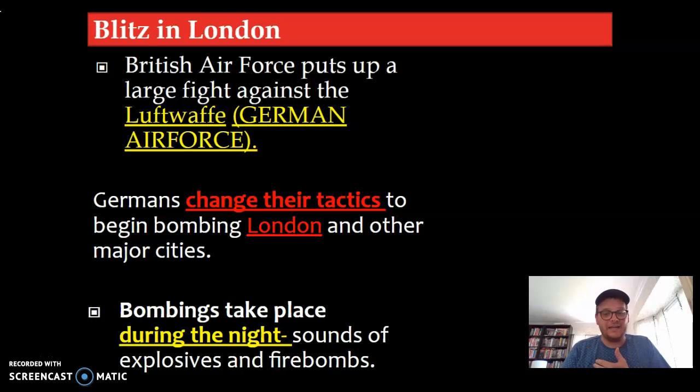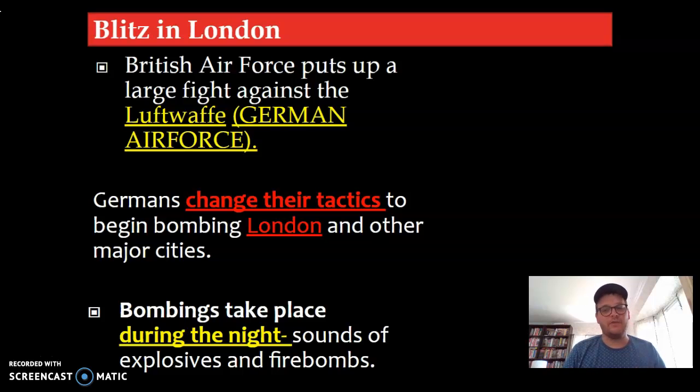Bombings take place during the night. There's a lot of explosions, fire bombs. There's air raid sirens, these really loud sirens that would go off and wake up people in the middle of the night to know that they had to go to their basements or wherever low cover they could get to, to try to hide.